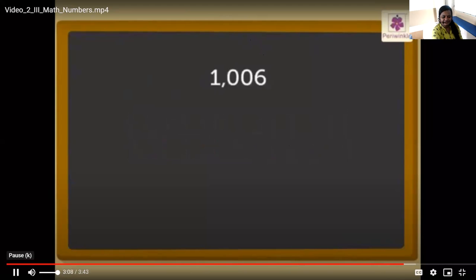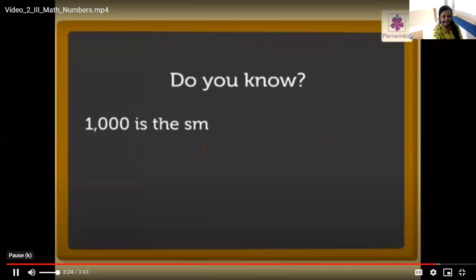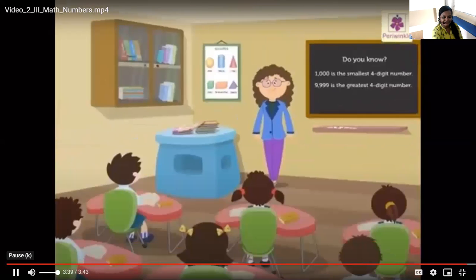We will try one more example. How will we read the number with the digits 1, 0, 0, 6? Could anyone try? Yes, it would be 1000. What about the next digits? Yes, we need to skip them, and we would write it as 1006, since we have 0 in the hundreds and 0 in the tens place. We read it as 1006. Do you know 1000 is the smallest four-digit number? 9999 is the greatest four-digit number. Wow! Wasn't it easy to read and write four-digit numbers?